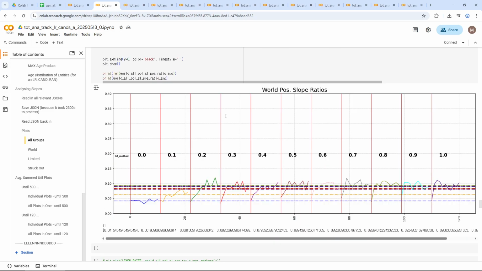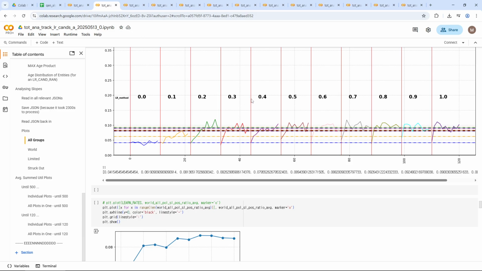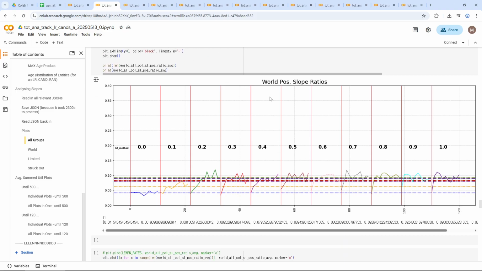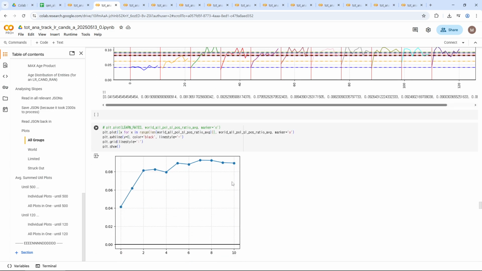So this is the world positive slope ratio for 2025-05-13, where the candidate method is proportional tail, and there are 11 universal learn rates. You see that the positive slope ratio starts going up, as you can see in the average per color, but it does hit some kind of a plateau there.